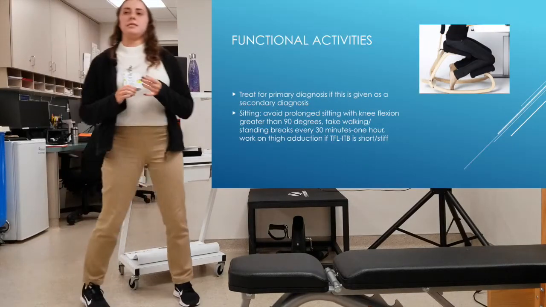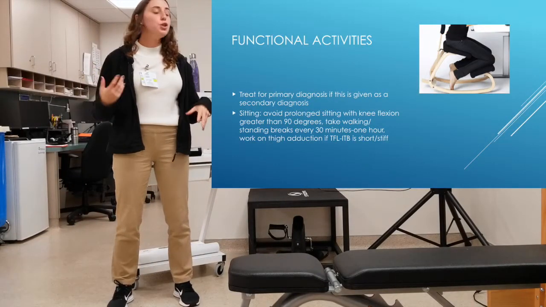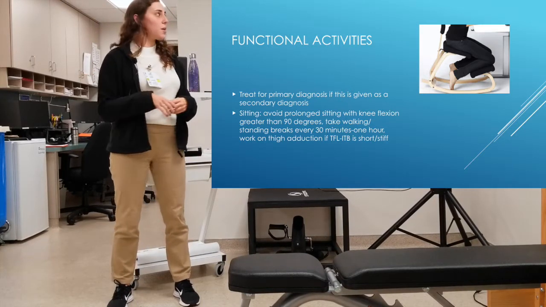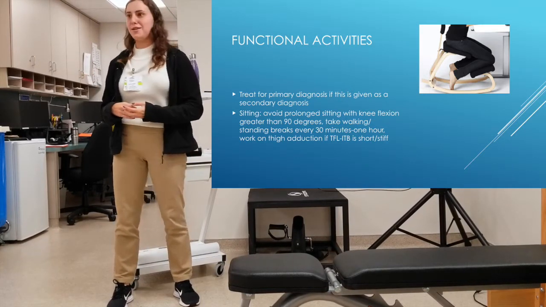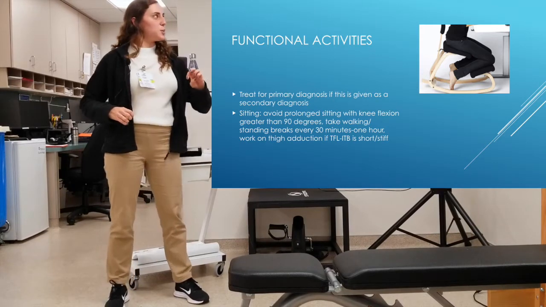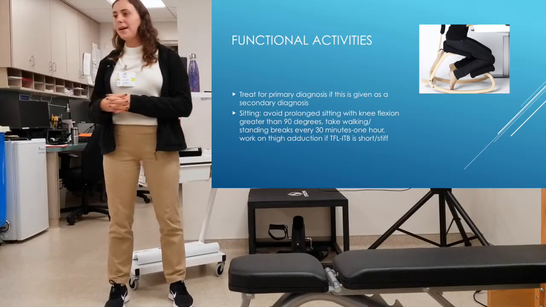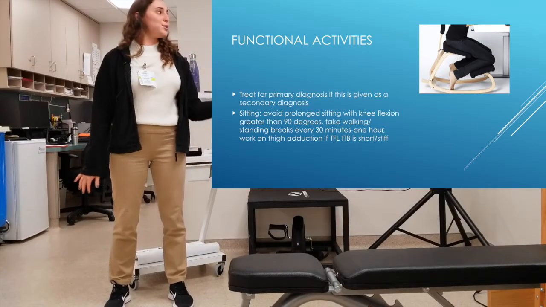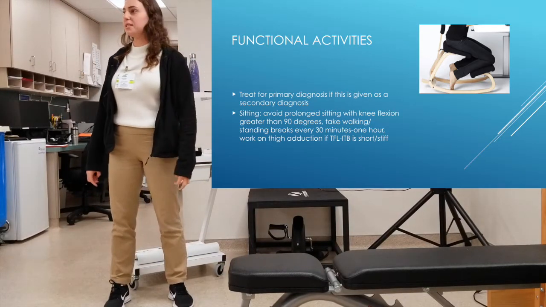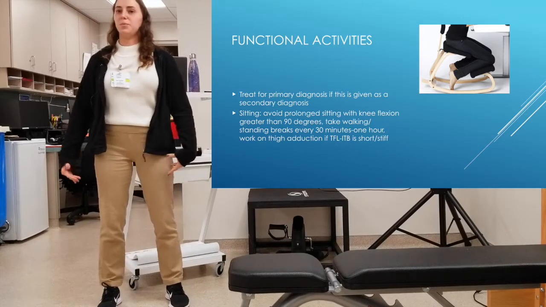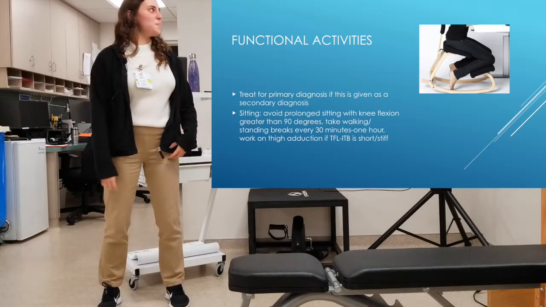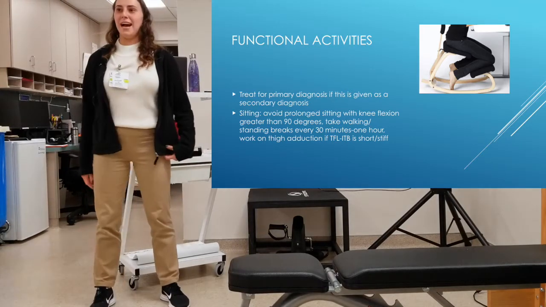So functionally, these patients might be people that are in too much flexion. So they're actually in prolonged periods with more than 90 degrees of flexion. This picture I found is supposed to be a very ergonomic chair, but if a patient did have patellar lateral glide, this would actually be a really bad position for them to sit in for prolonged periods of time, because they're putting a lot of force on the knees as they're bent in way more than 90 degrees.